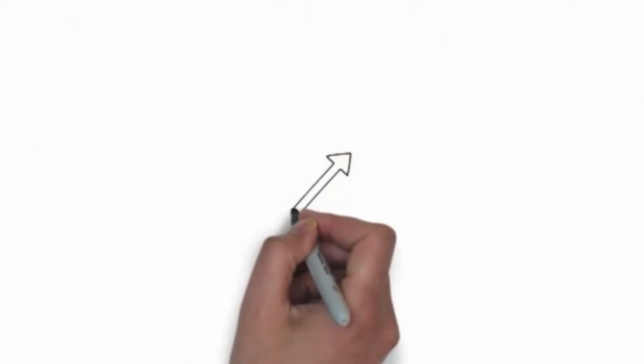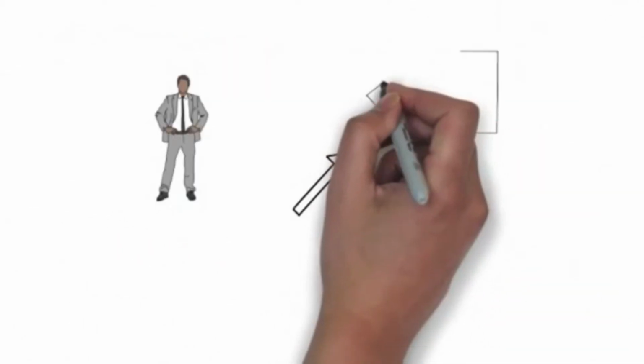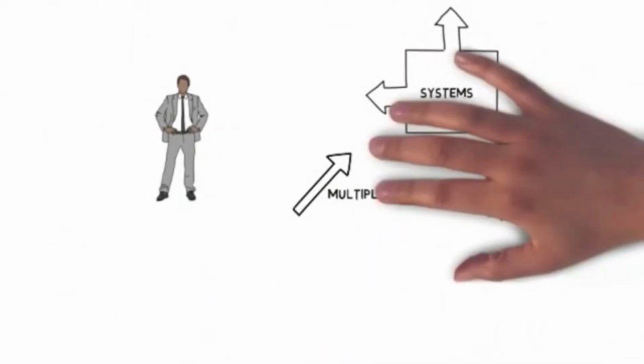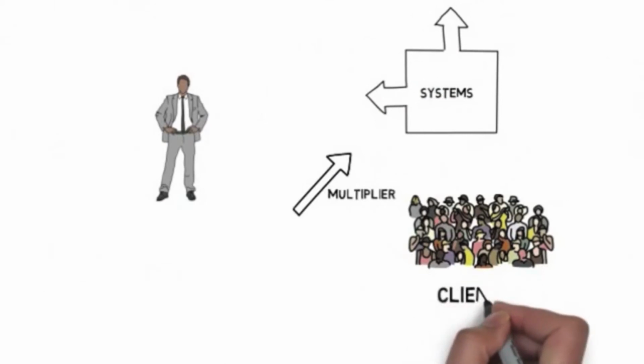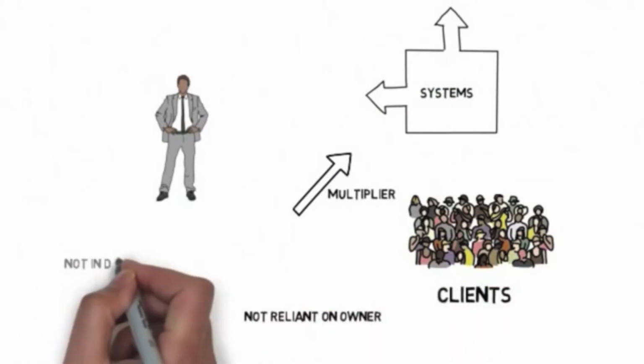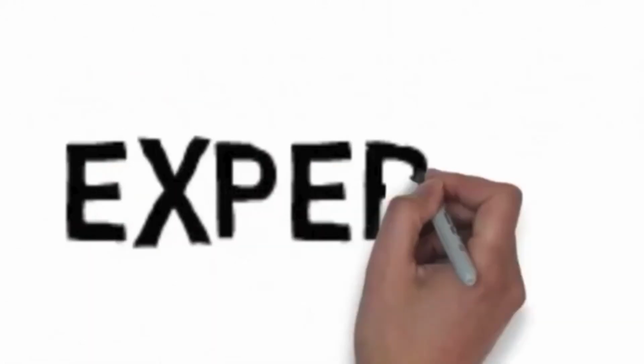So what types of things increase the multiplier? It's risk. Basically, if it's a less risky business, you get more money for it. Things like having a manager, having good systems, having a good client base, not being reliant on the owner, not being in a dead industry, all these things will boost the multiplier. A good valuer will check his result against prices that are paid in the market for similar businesses. This is called a sanity check.